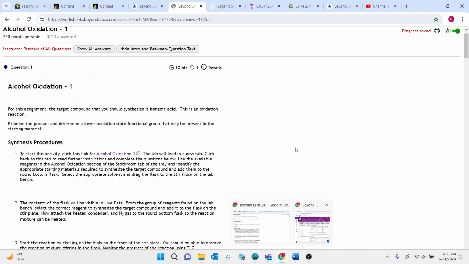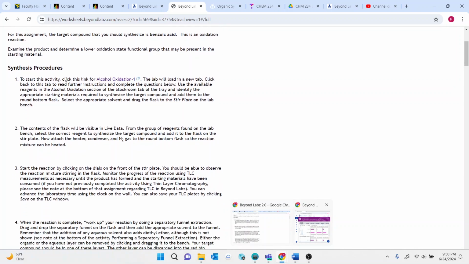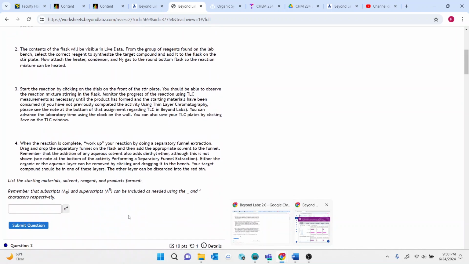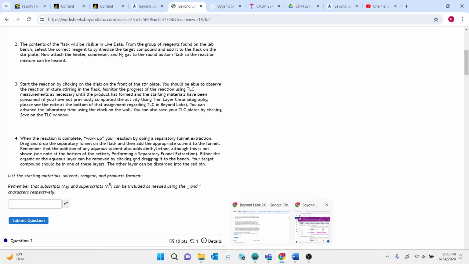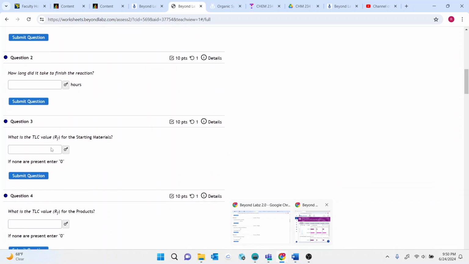Now, to make it easy on you, whenever you are working with the lab, try to open both the worksheet and the lab Stockholm side by side. So open them in a different window. We're going to start with the synthesis procedure. It's telling you that you're going to click here in order to open the lab. Now, if you scroll down, this is the procedure for the lab. And after the procedure, these are the questions that you would need to submit.